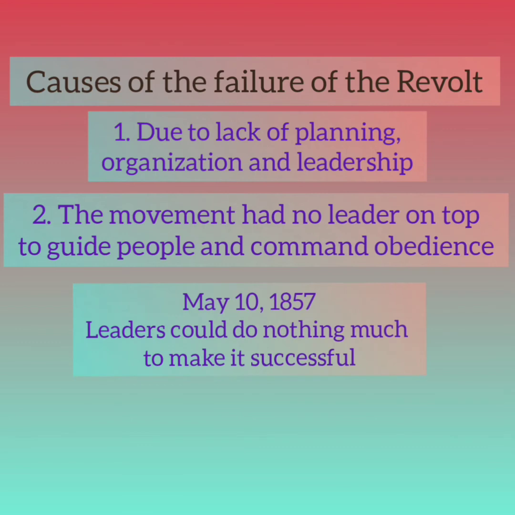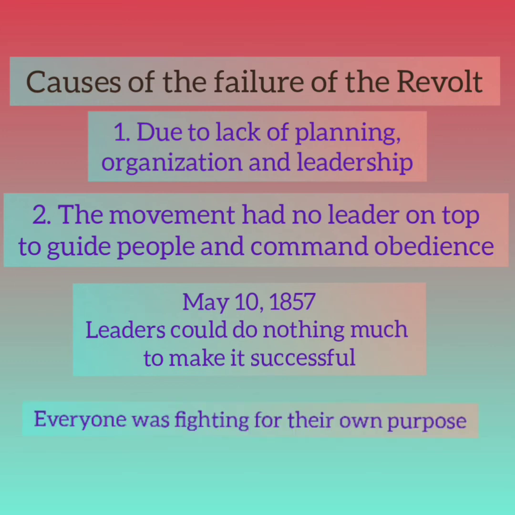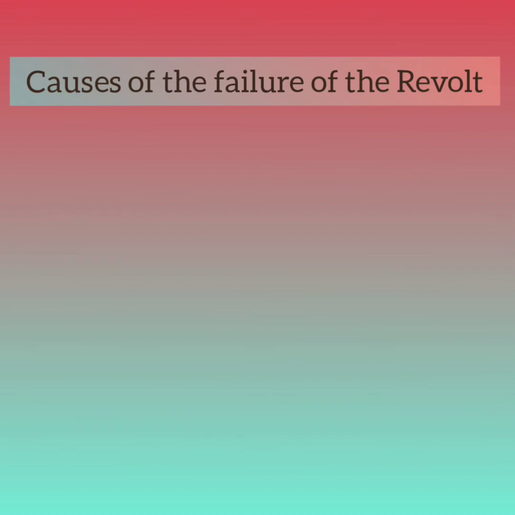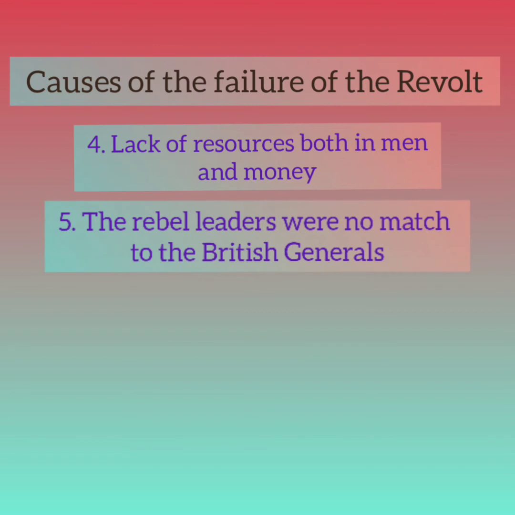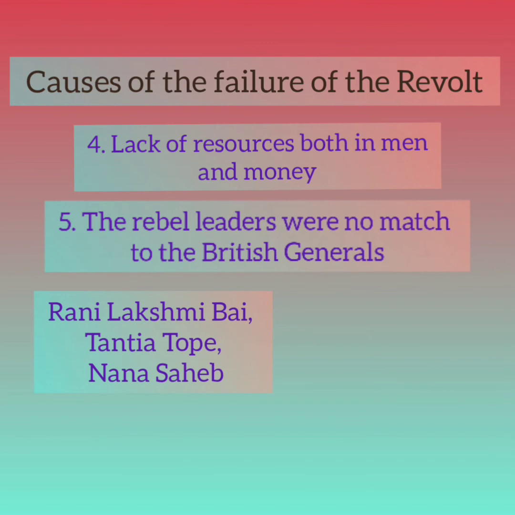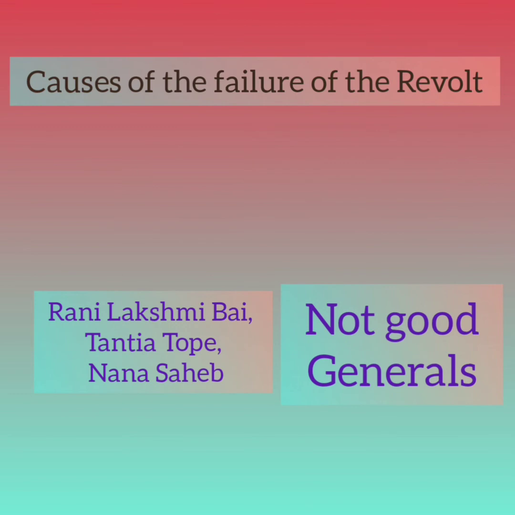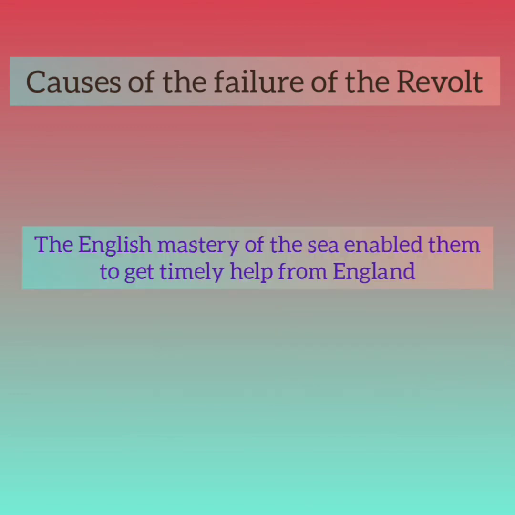Since the revolt unexpectedly broke out on May 10, 1857, leaders could do nothing much to make it successful. Also, everyone was fighting for their own purpose. There was lack of resources, both in men and money, which made the rebels give up the struggle on many occasions. Another reason is the rebel leaders were no match to the British generals. Rani Lakshmi Bai, Tantia Tope and Nana Sahib were courageous but were not good generals. Finally, the English mastery of the sea enabled them to get timely help from England.